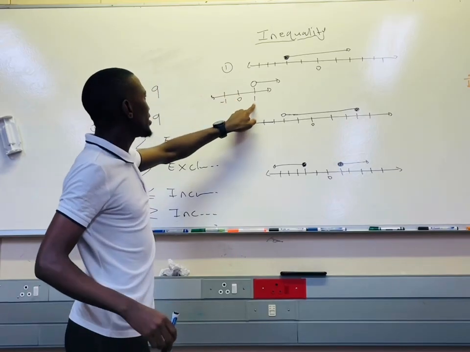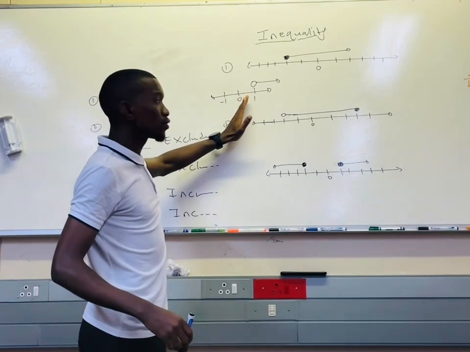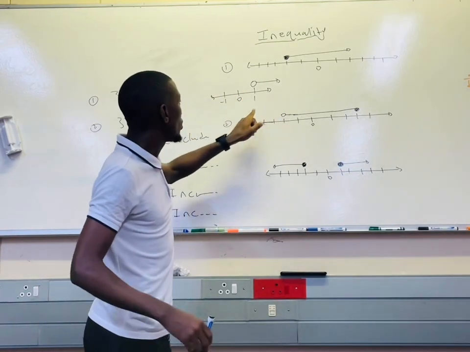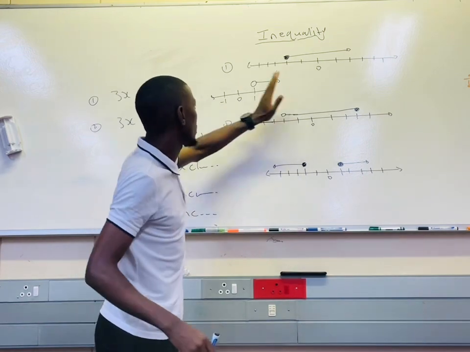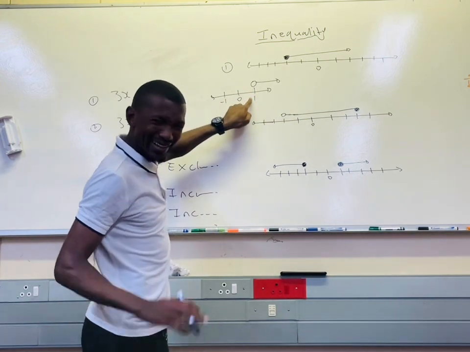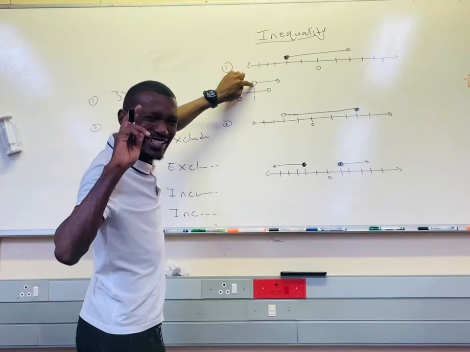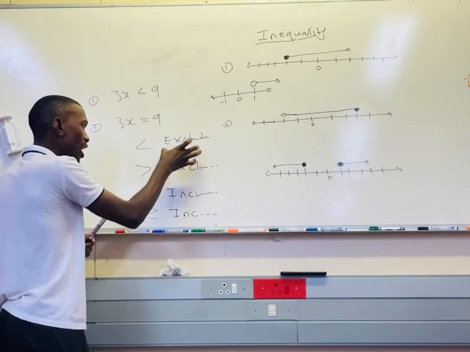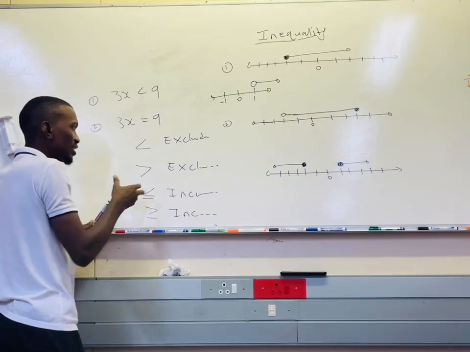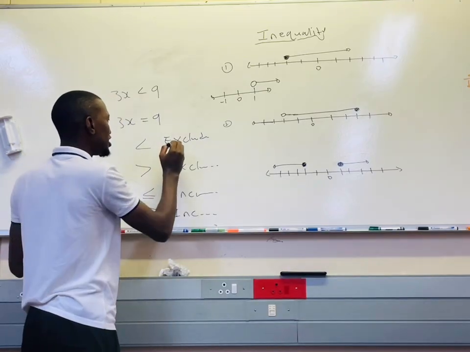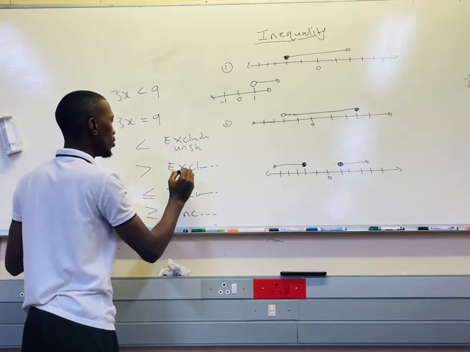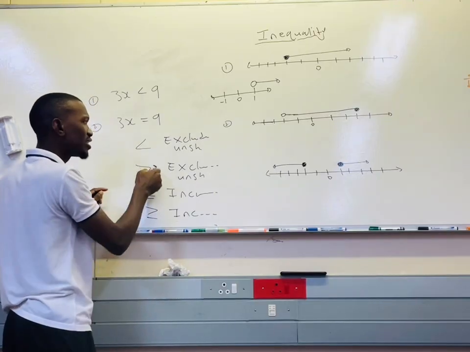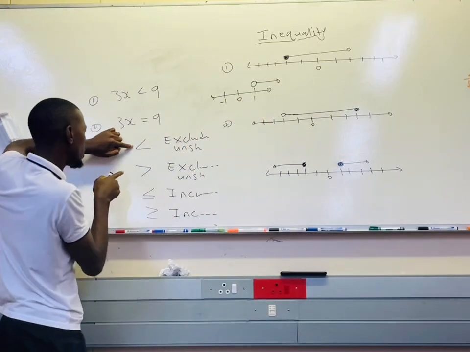We are looking for the values of x that are greater than 1, excluding 1 because it's not shaded. In other words, whenever you're dealing with less than or greater than, we leave it unshaded. We don't shade the values on the number line whenever we have these two signs.